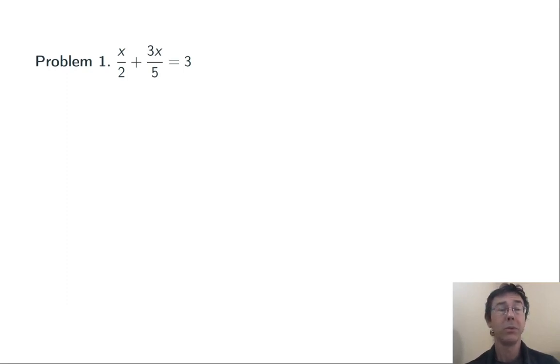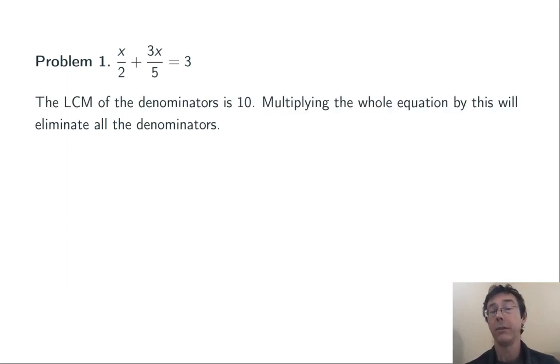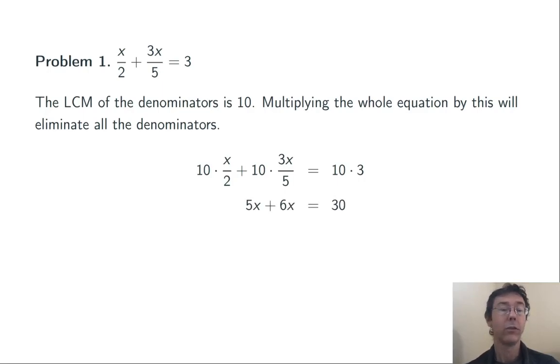x over 2 plus 3x over 5 equals 3. So the least common multiple of the two denominators, 2 and 5, is 10. So we're going to multiply all 3 pieces of our equation by 10. Now I'm going to have some cancellations. 10 times x over 2 is 5x, 10 times 3x over 5 is 6x, and of course 10 times 3 is 30. Now this is just a polynomial equation. I combine like terms, and I divide both sides by 11 to get the answer, 30/11ths.